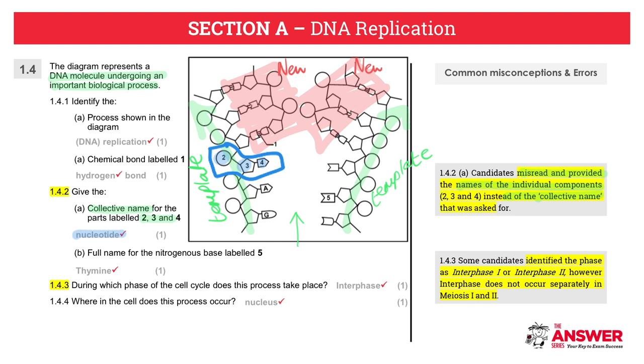Then they also asked for the full name of the nitrogenous base labeled number 5. So in order to determine that, learners had to read the diagram from the bottom up. So G represents guanine. That would have connected with the nitrogenous base on the other side, which would have been C. Then the A is the second nitrogenous base shown, and that connects to the unknown base number 5. So the complementary nitrogenous base for A is thymine, and that needed to be spelled out because the question specifically asks for the full name. Question 1.4.3 says, during which phase of the cell cycle does this process take place?